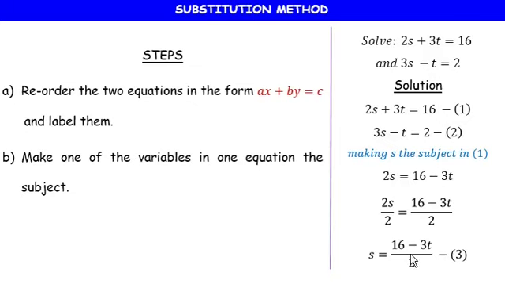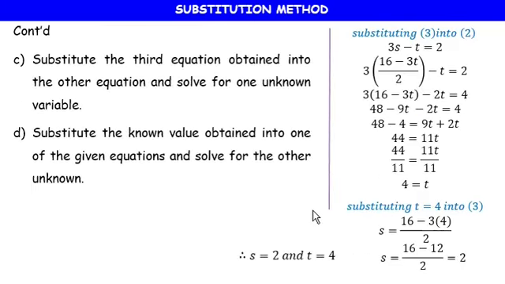So our s is equal to 16 minus 3t all over 2. So this becomes equation 3. Right. So after making one of the variables the subject in one of the equations, we are going to label it as equation 3. Okay, let's move on to the next step.